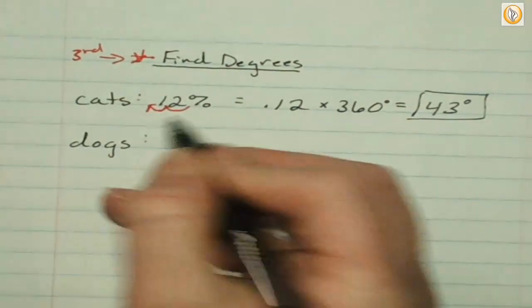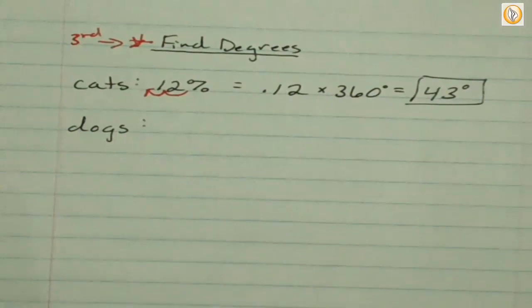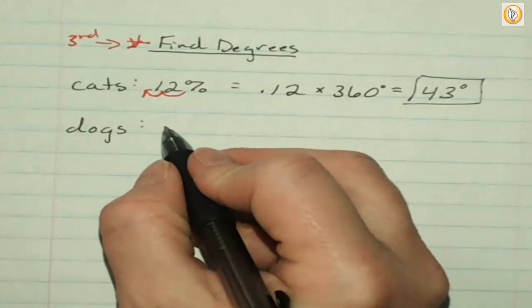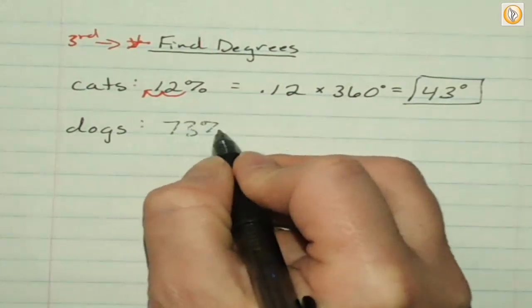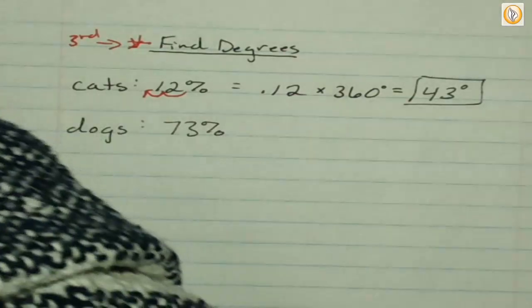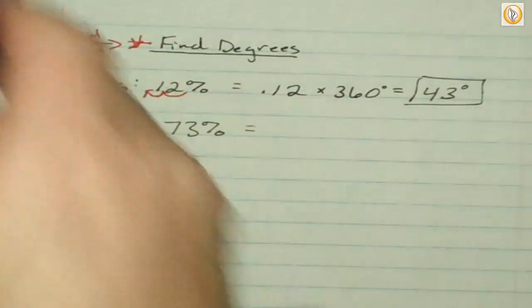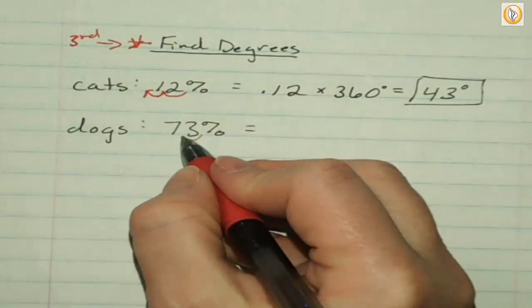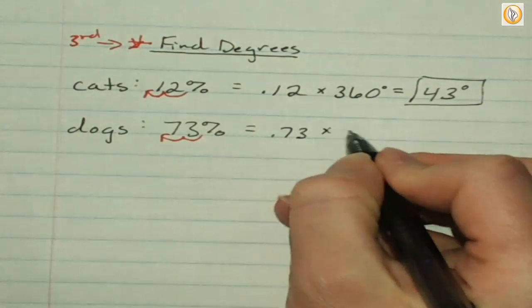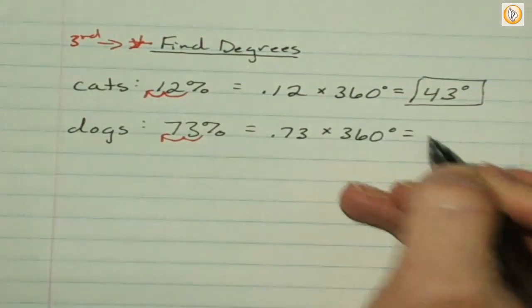All right, dogs. Joseph, what's the percent for dogs? 73%. Okay, then Joseph, what do I need to do to that percent? So what do I get? All right, and then we can multiply it by 360. And what do you get?